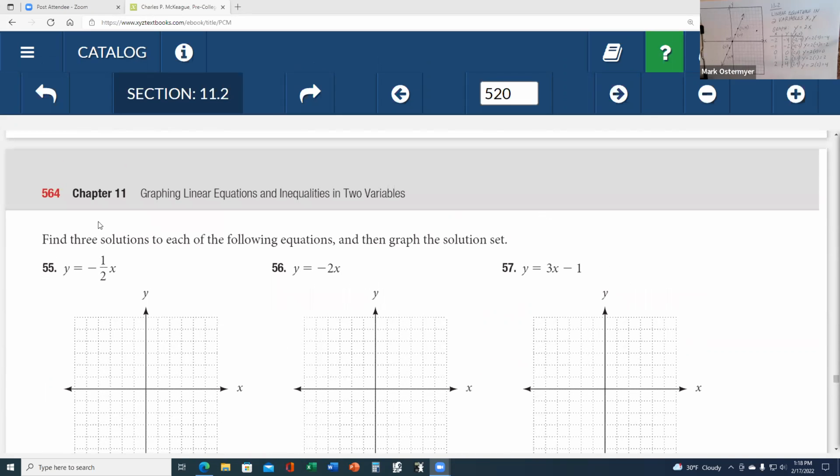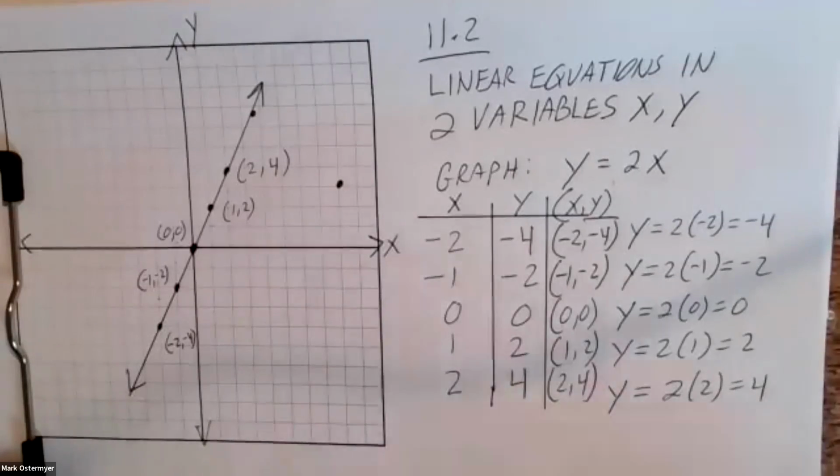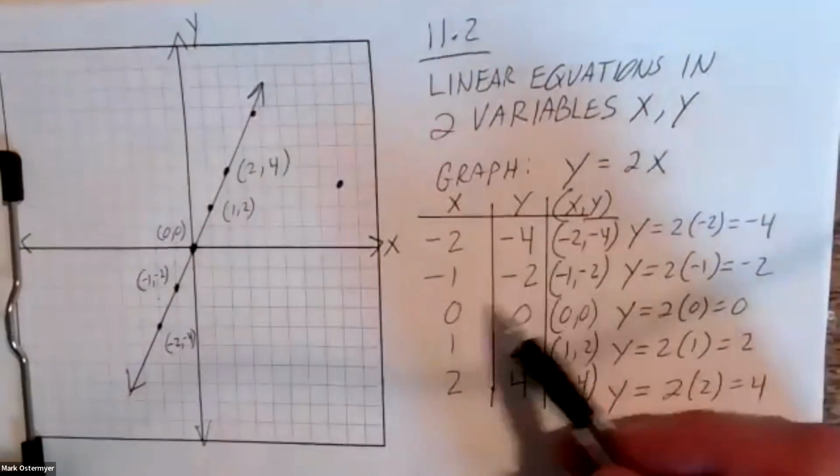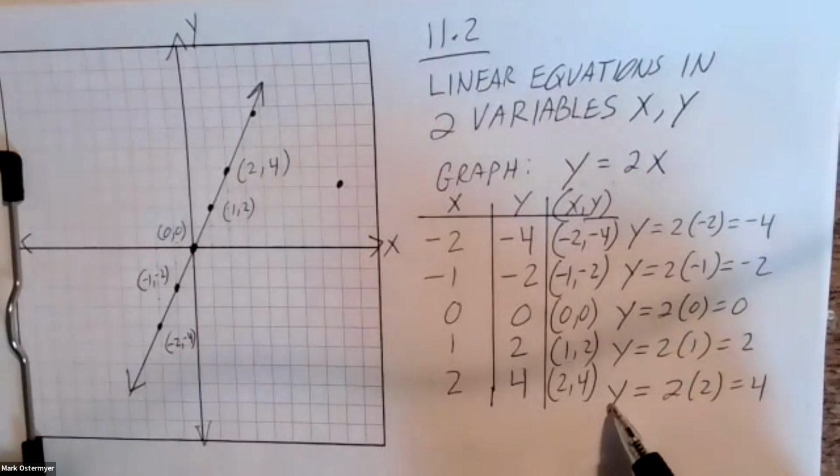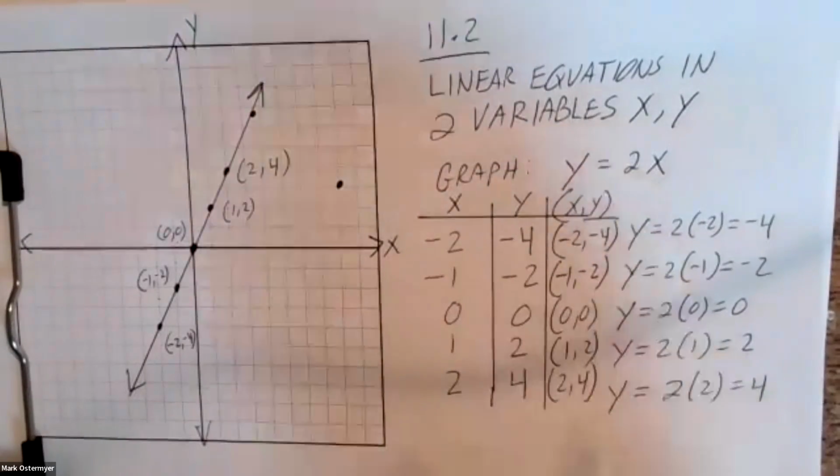Now, your authors here say, find 3 solutions to each of the following equations and then graph the linear equation. For the problem I did, ladies and gentlemen, I went further. Not only did I find the bare minimum of 2 ordered pair solutions, I found 5 of them. You agree? 2 is good enough, but 3 ordered pairs are better. I'll show you why.